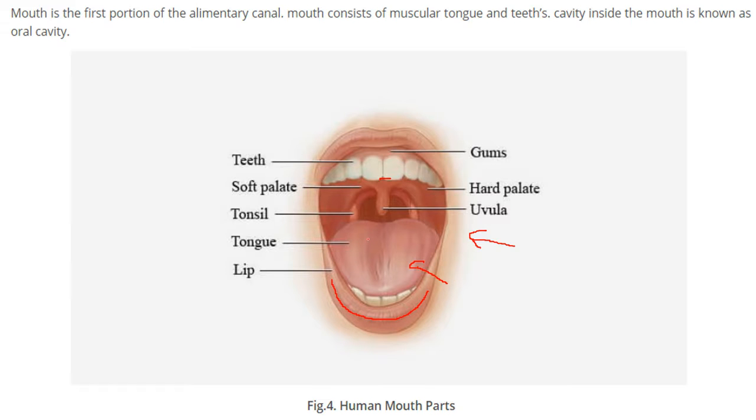this is our tongue, these are the tonsils, this is called the uvula. Then we have the soft palate and hard palate as well, and then the gums which hold the teeth. These are the human mouth parts.